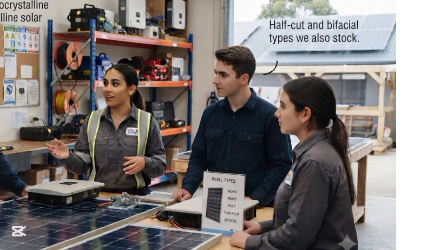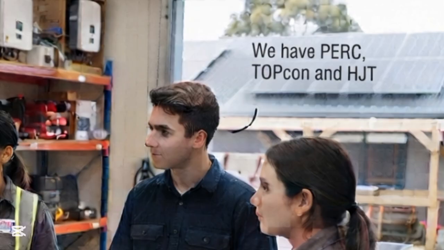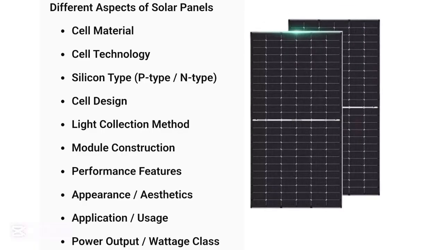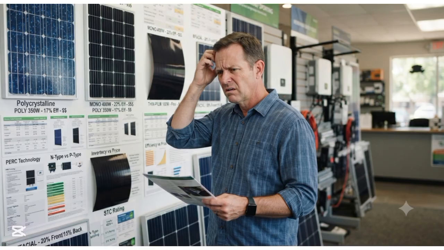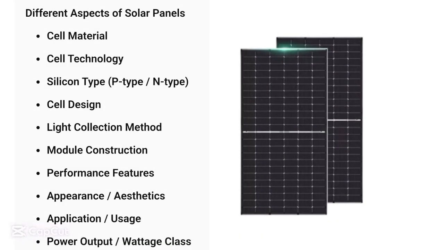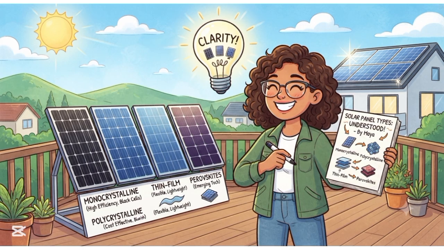Another may mention half-cut and bifacial panels. Someone else may insist that the latest types are PERC, TOPCon, or HJT. All of these answers are correct, yet they describe different aspects of a solar panel. The confusion arises because the term "type" is being used in different contexts. Once these different contexts are understood, the confusion disappears.